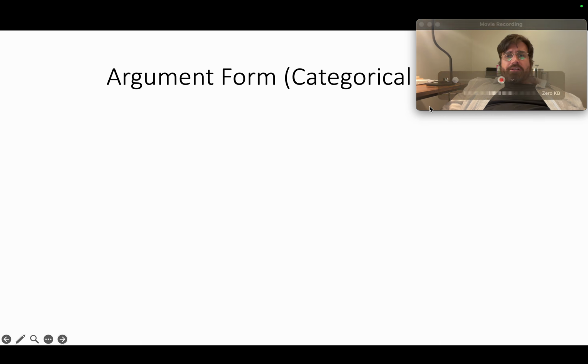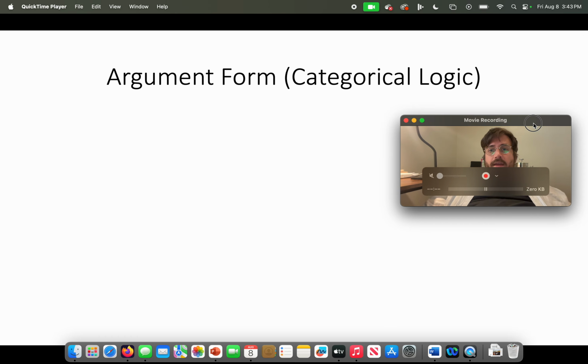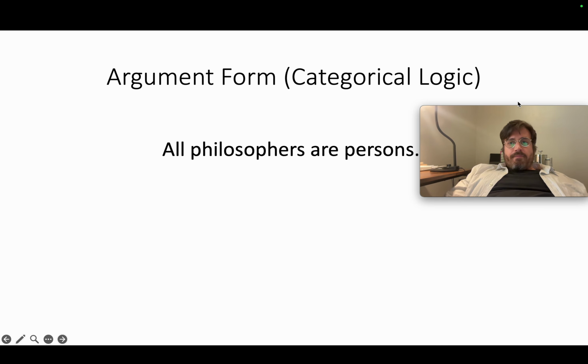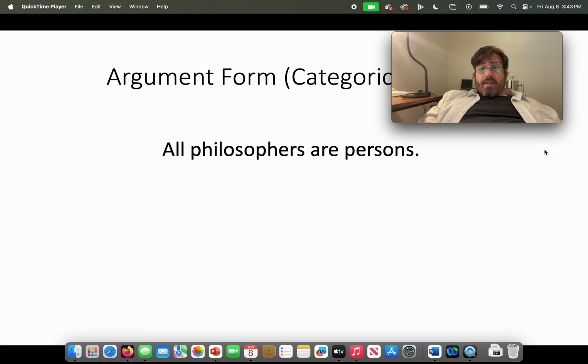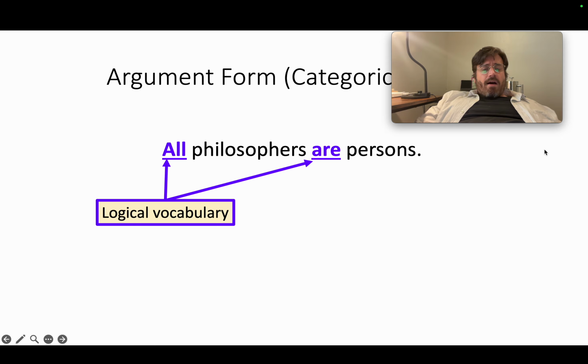Okay, so let's have a look at our argument form in categorical logic. If we have an ordinary language argument like this, all philosophers are persons, and then we try to think about the parts of the sentence here, the premise, in terms of logical vocabulary. I have highlighted in purple here what we would call the logical vocabulary. That is the terms that fit very cleanly into units that are recognized by formal logic.